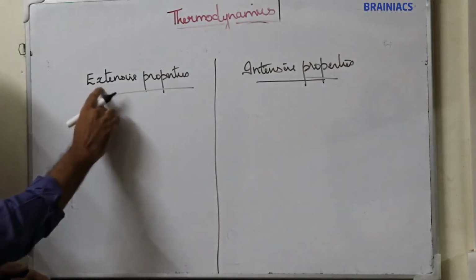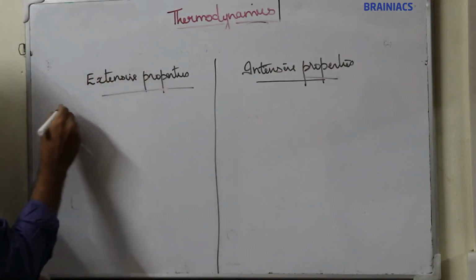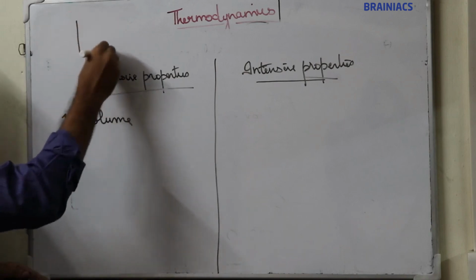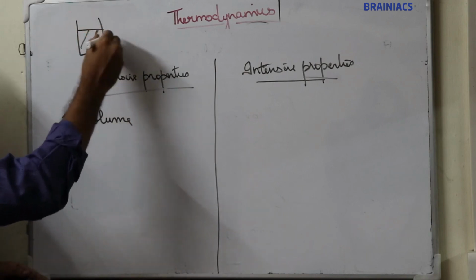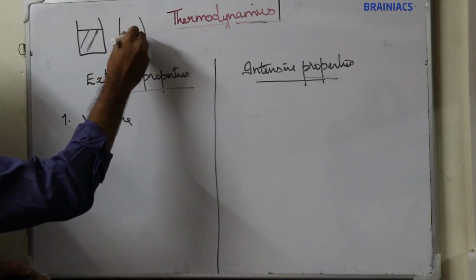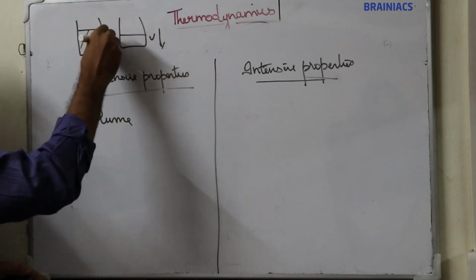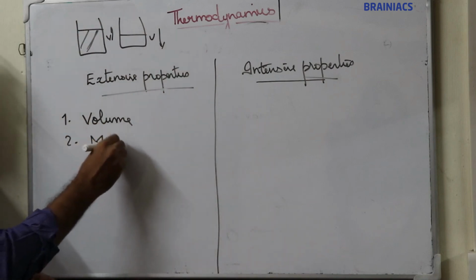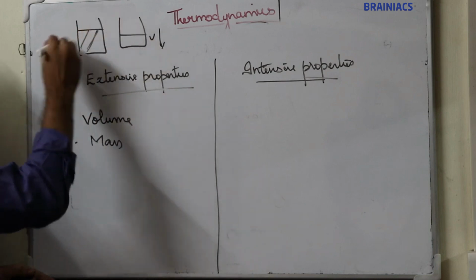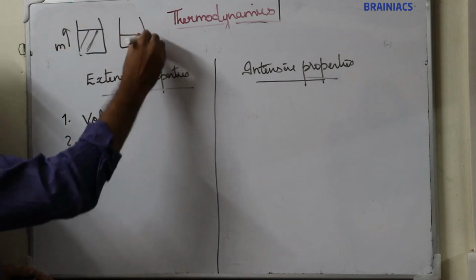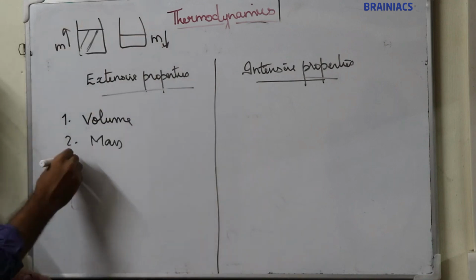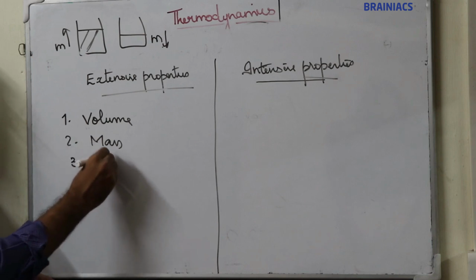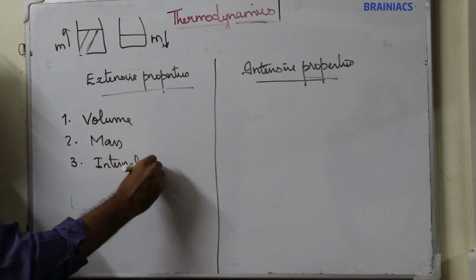Properties which depend on the amount of substance are extensive. Example, volume. Volume depends on the amount of substance. As the amount of substance increases, volume increases. As the amount of substance decreases, volume decreases, right? Mass depends on the amount of substance. As the amount of substance increases, mass increases. As it decreases, mass decreases. Volume, mass, internal energy. Internal energy is an extensive property.